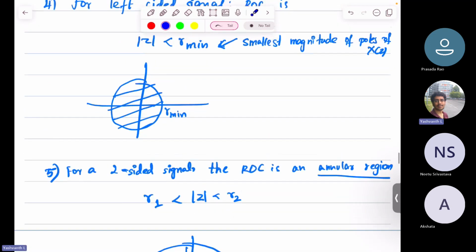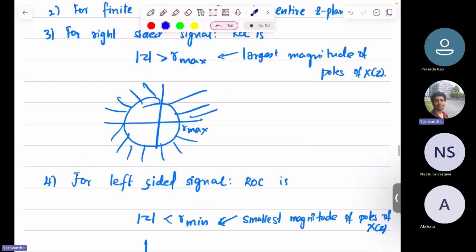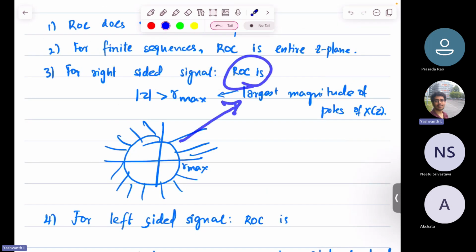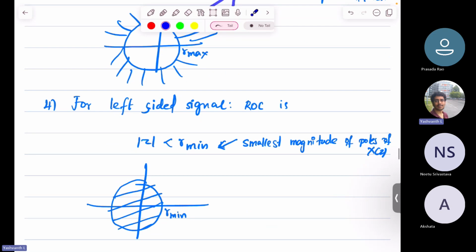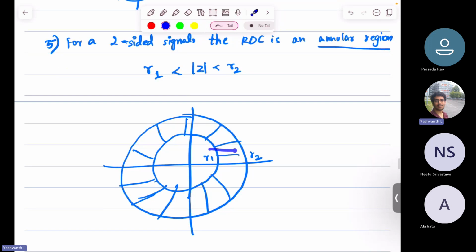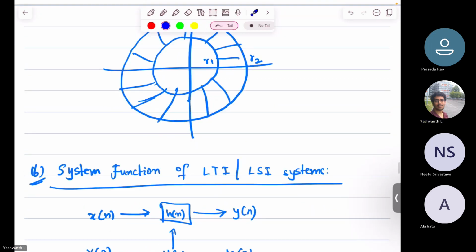If you recall, it's very similar. In the Laplace transform, a right-sided signal had the right half plane, and a left-sided signal had the left half plane. Here, a right-sided signal has the outside of a circle, and a left-sided signal has the inside of a circle. In the Laplace transform, a two-sided signal gave a strip. In the Z transform, it is an annular region. So this is the analogy between the Laplace transform and the Z transform.